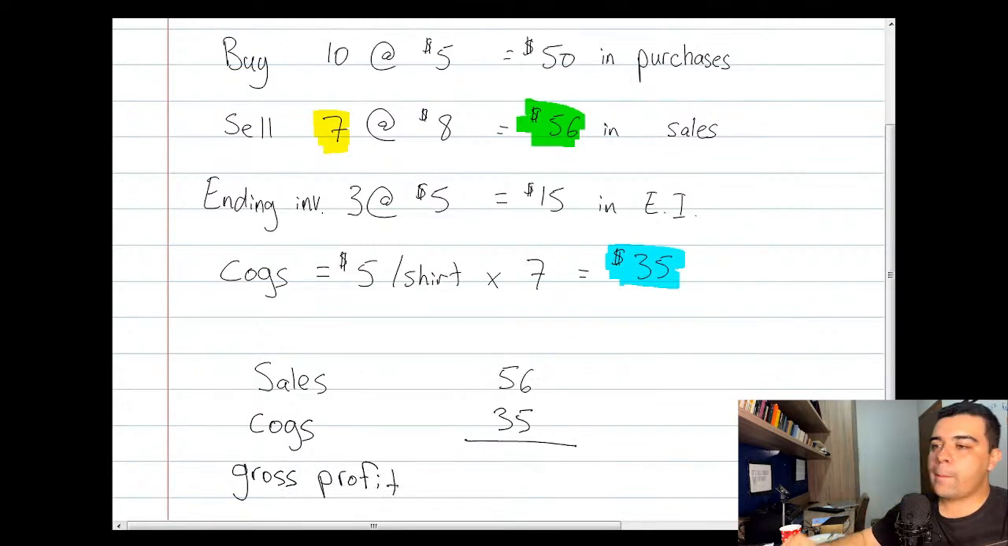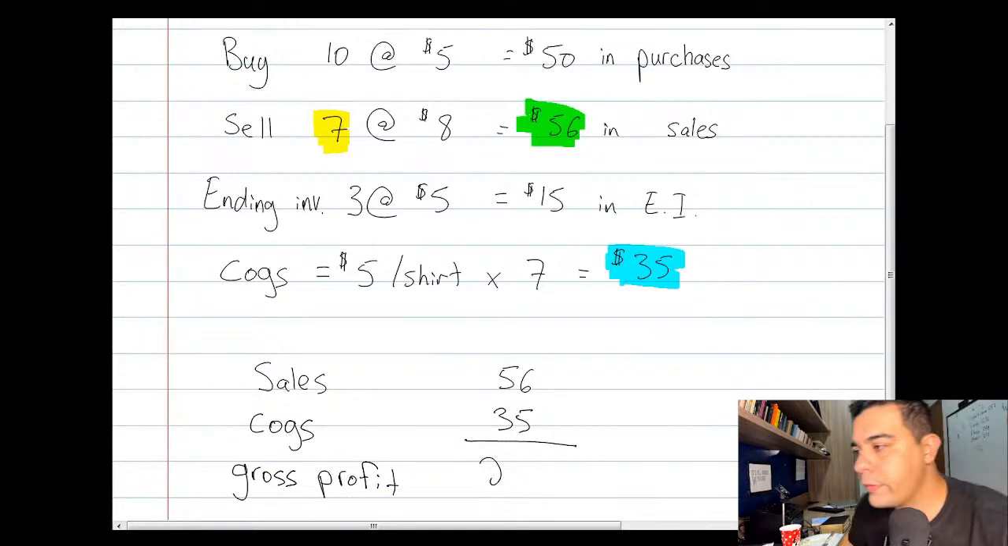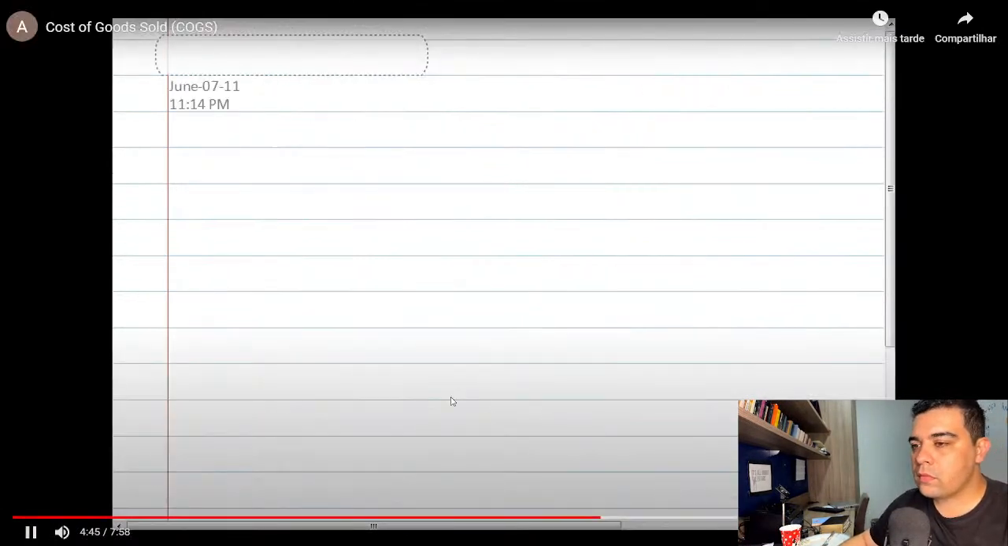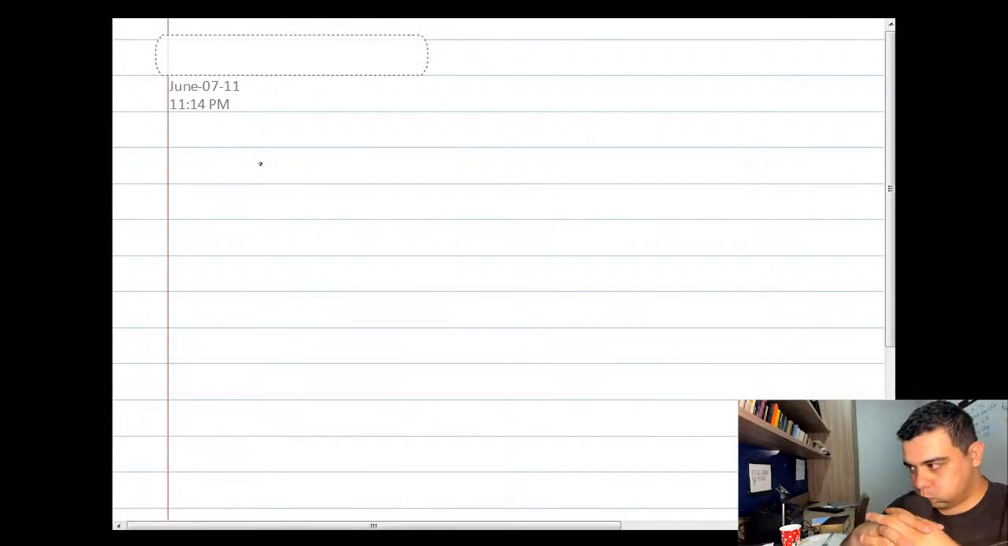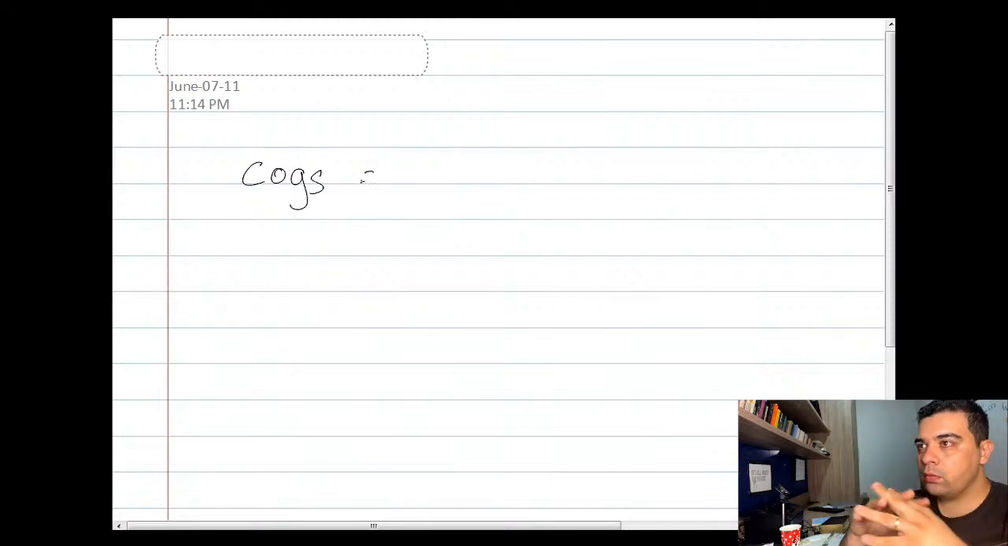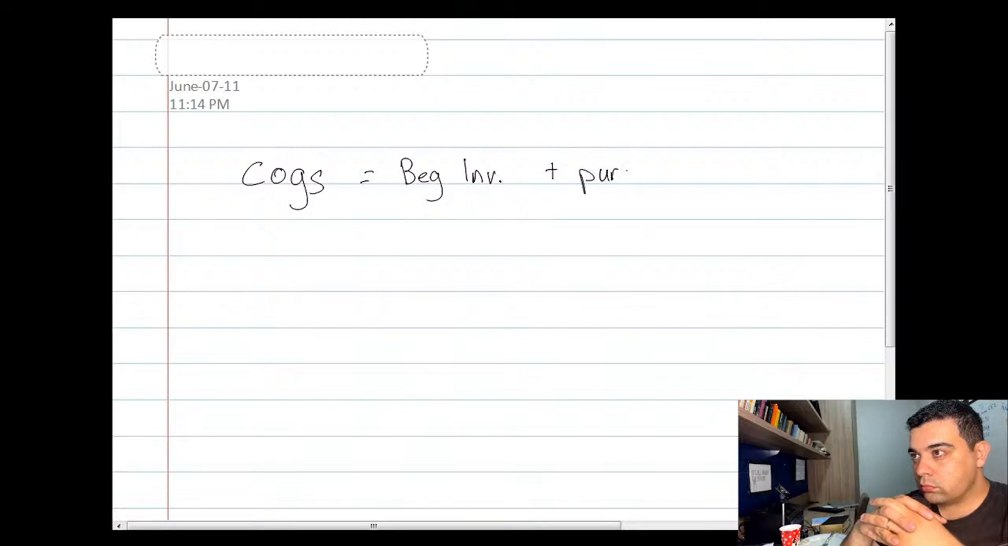Which is the difference between our sales and our cost of goods sold, and that's going to leave us with $21. And so another way we could calculate cost of goods sold is using a formula which is normally used for companies who adopt a periodic inventory system. This formula to calculate cost of goods sold is equal to your beginning inventory plus your purchases minus your ending inventory.